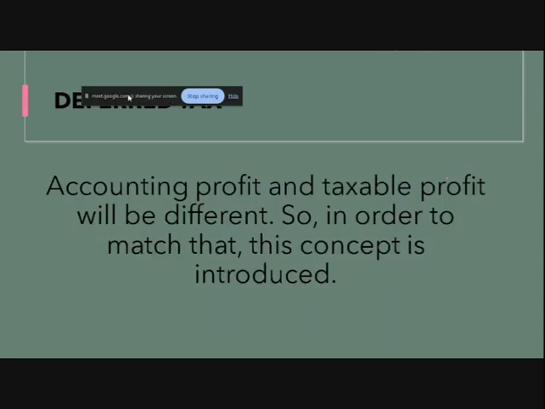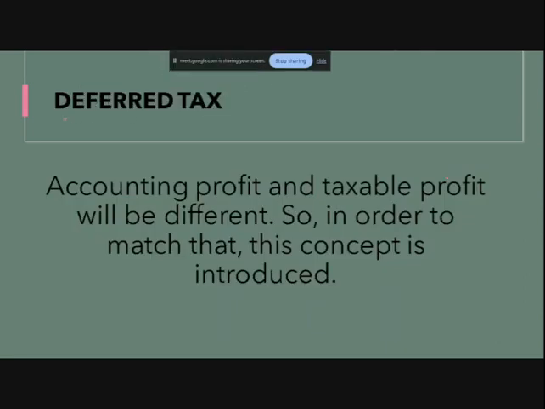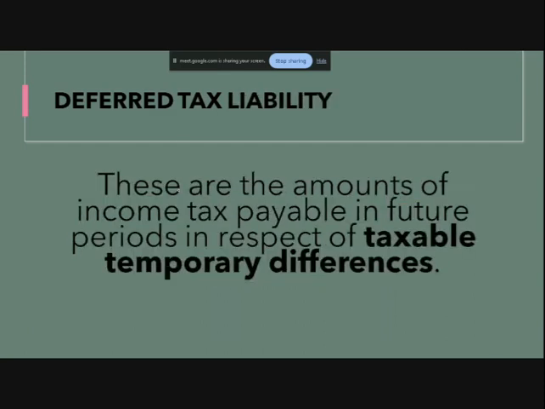So yeah, here deferred tax. This concept has been introduced because, as I told you, accounting profit and taxable profit will be different, right? In order to match this, in order to balance this, the concept has been introduced. Deferred tax can be a deferred tax liability or a deferred tax asset. Deferred tax liability means the amounts of income tax payable in future periods in respect of taxable temporary differences. These are terms you have to remember.